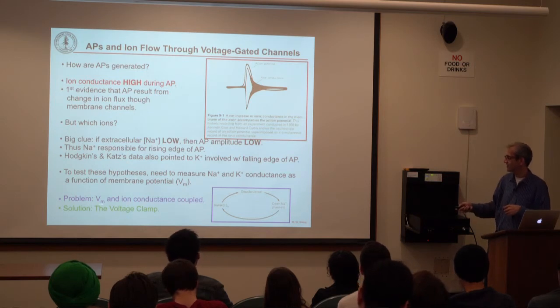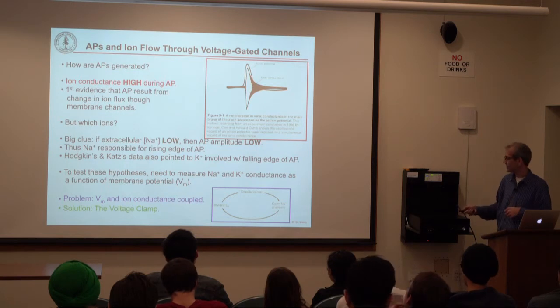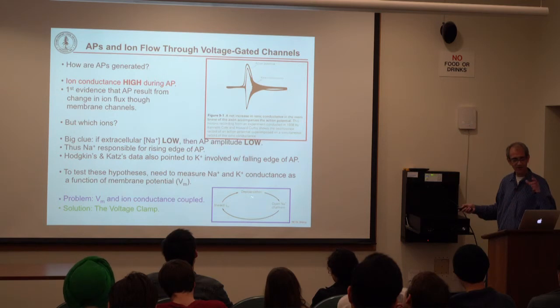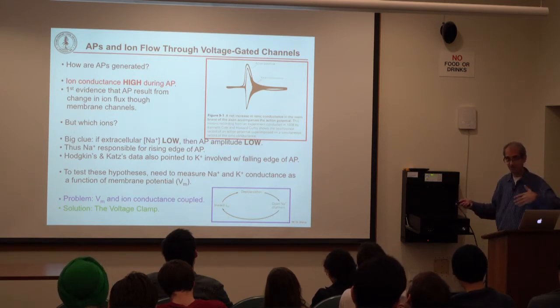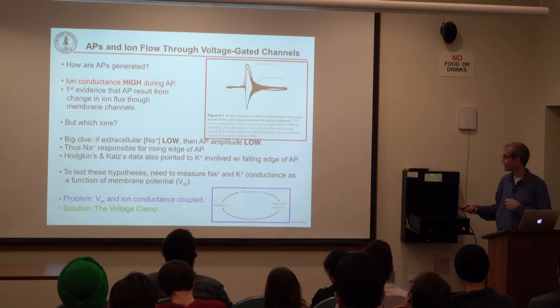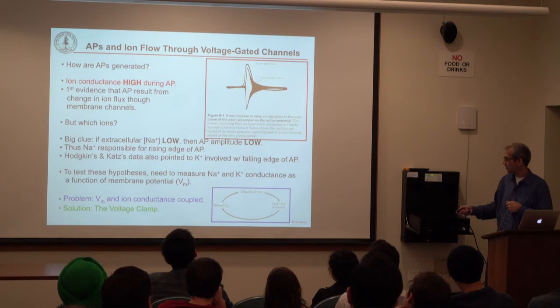The problem is that the membrane potential and the ion conductance are coupled, right? You depolarize the cell, meaning you change the voltage up to maybe, let's say, plus 20 millivolts, for example, instead of the negative 60 or negative 70 that it likes to live at. That will cause sodium channels to open. That will cause an inward current. That will cause further depolarization.